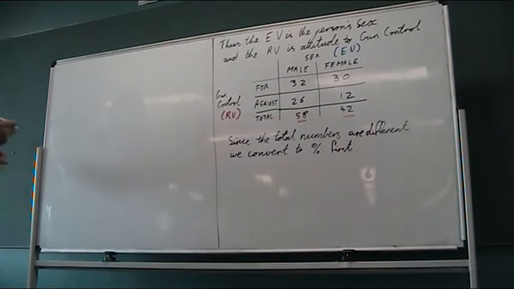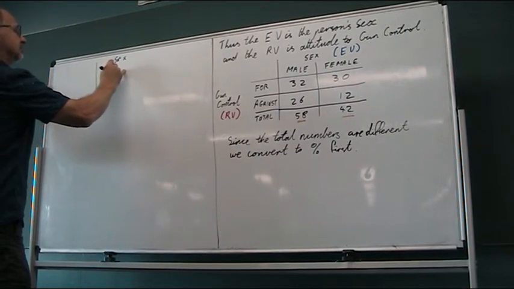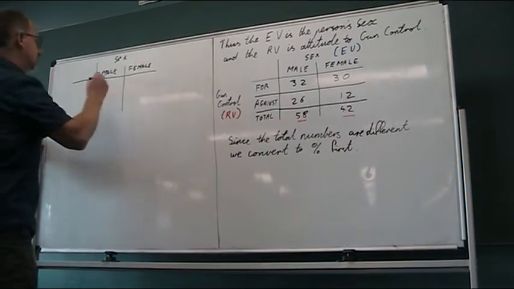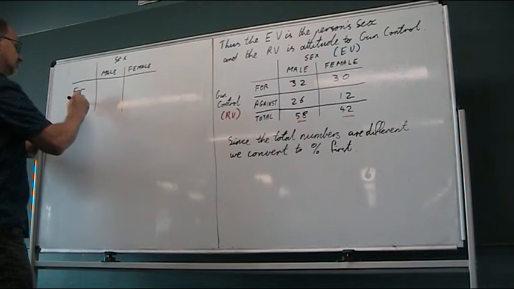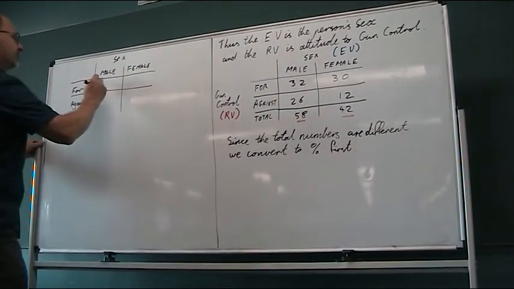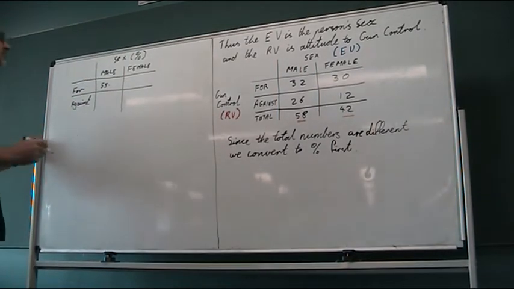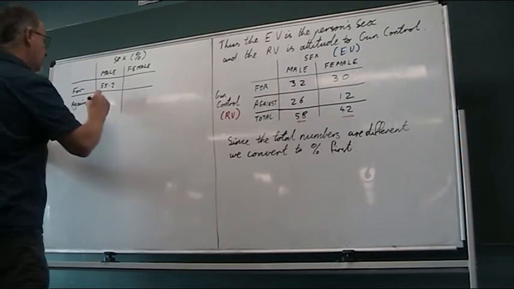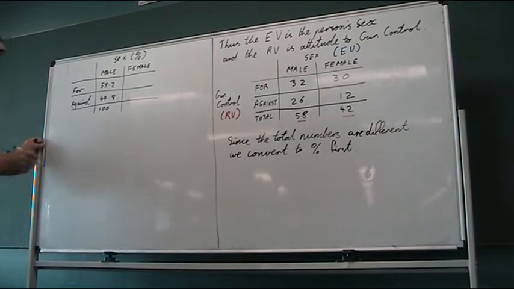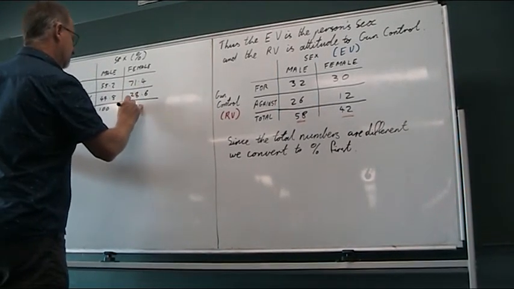All right, so when I do that, as I've prepared earlier. So for the males, 32 divided by 58 times 100, and then you get 55.2%. Percent up the top, so we know it's percent. 55.2, 44.8 against, which gives us 100. And for females, when we work that out, 71.4 and 28.6, which again works out to 100.